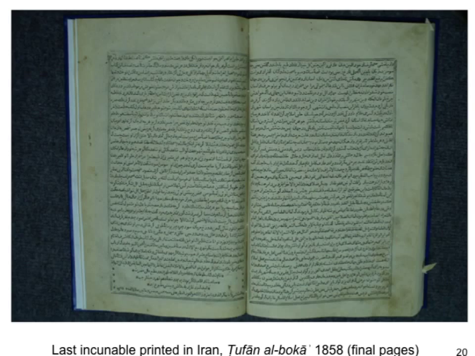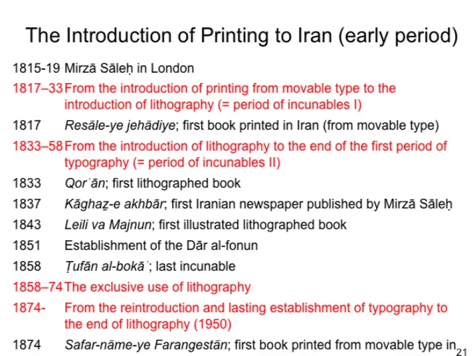After that, in the third phase of printing in Iran, we so far do not know of a single book printed from movable type for about 15 years. This is a page of Tufan al-Bukhar. And the fourth and final phase then begins with the 1874 publication of Nasreddin Shah's travelogue to Europe. Notably, this book was printed in Istanbul with a set of movable type different from the ones previously used.